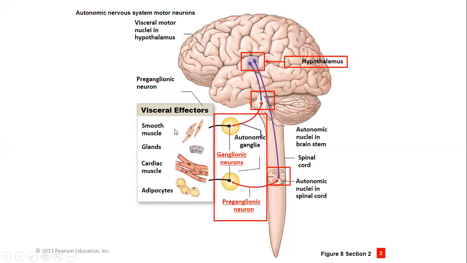So there's two neurons instead of one lower motor neuron in the somatic nervous system. There's actually two neurons that are utilized in this pathway to modulate the effector tissues. And again, the effector tissues are smooth muscle, glands, cardiac muscle, which is in the heart, and fat cells. So anything that's not skeletal muscle is likely innervated by something in the autonomic nervous system.